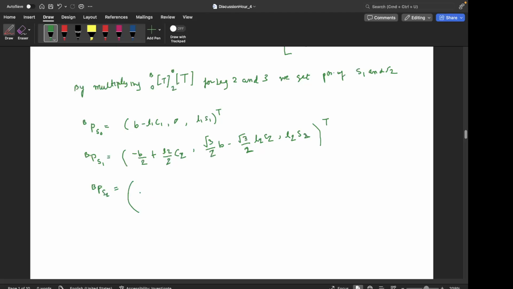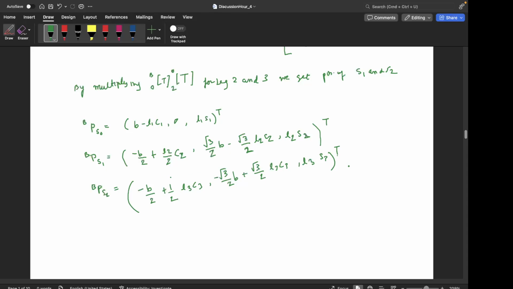And finally, we have minus b by 2 plus half L3C3, minus root 3 by 2 b plus root 3 by 2 L3C3 and L3S3, right? So we have these 3 points, right?